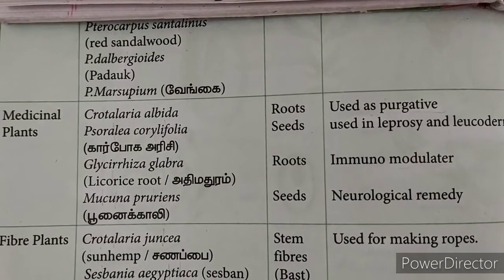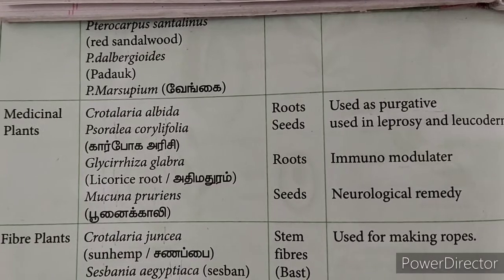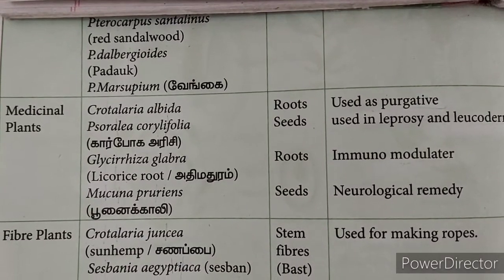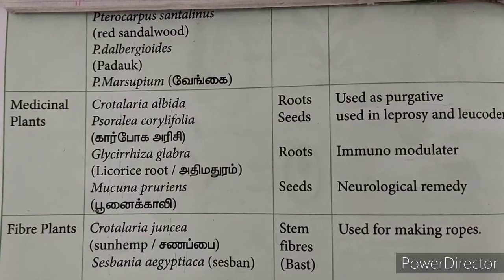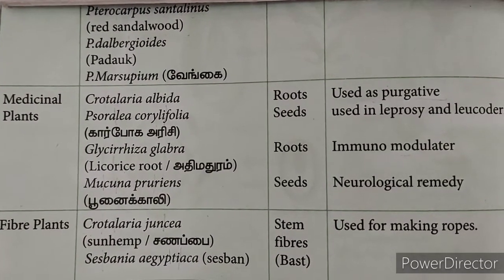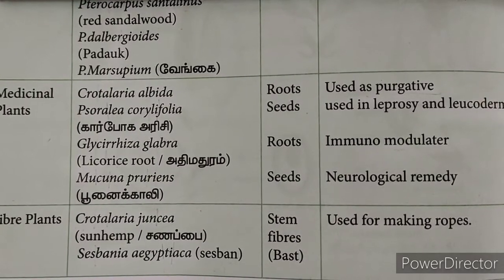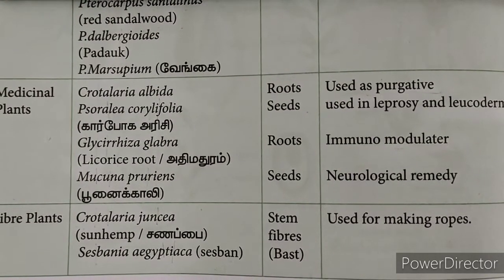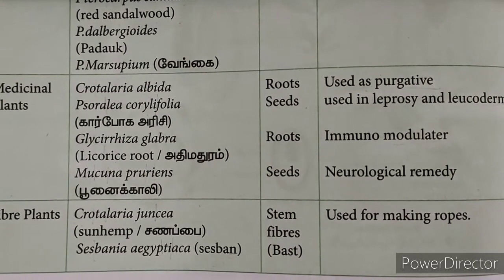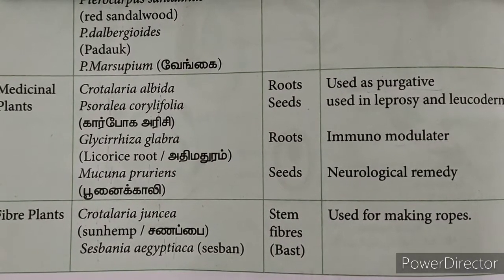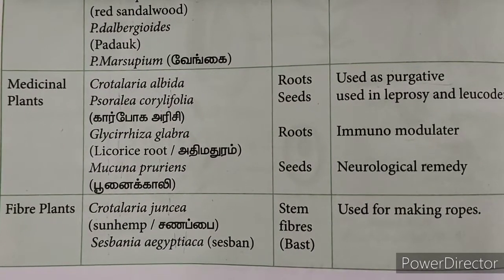The next one is Mucuna pruriens. In Tamil it is called பூனைக்காளி. The seeds of this are used as a neurological remedy. Neurological remedy means it is a good medicine or therapy for neurological nerve disorders. So all these are considered to be medicinal plants.